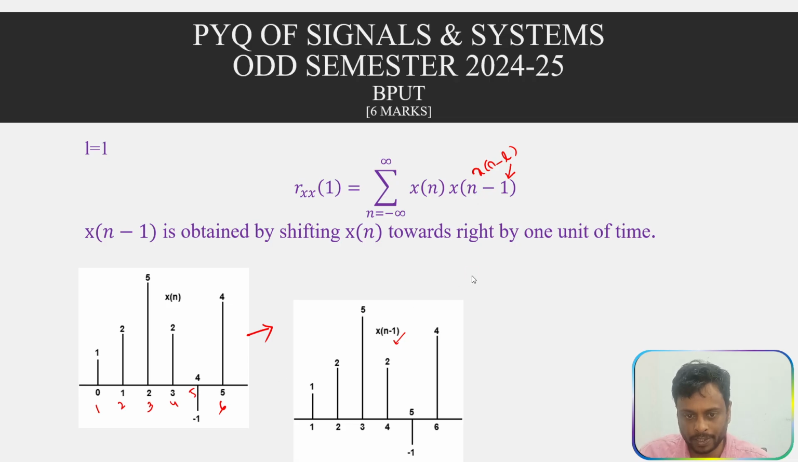Similarly, at 4 it is minus 1, so minus 1 into 2. And at 5 it is 4, so 4 into minus 1. So you can multiply and add. So it will be 16.